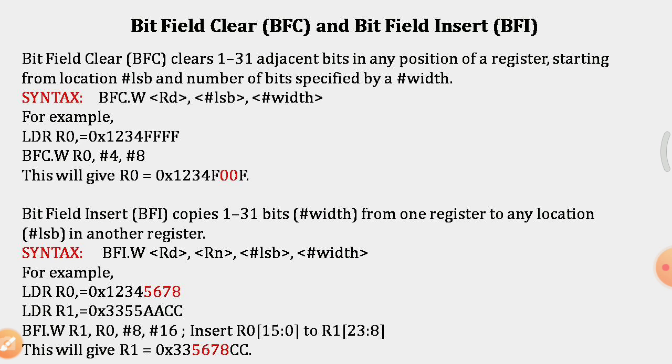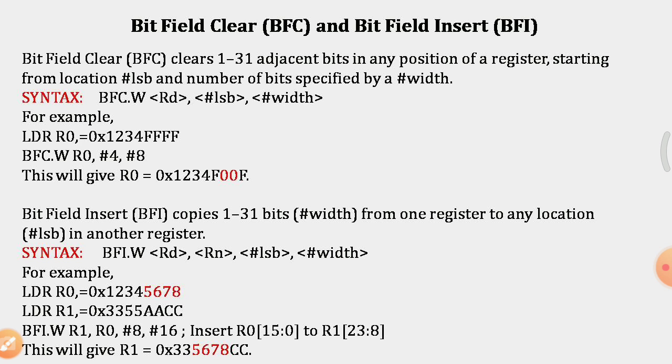So how is this going to work? BFC.W Rd, where Rd is a destination register which is going to have updated value, #lsb. So this LSB is a starting value or starting bit number where it is going to start clearing the bits, comma, #width. So this width is how many number of bits have to be cleared. From where it has to start is defined by #lsb. How many number of bits is defined by #width.